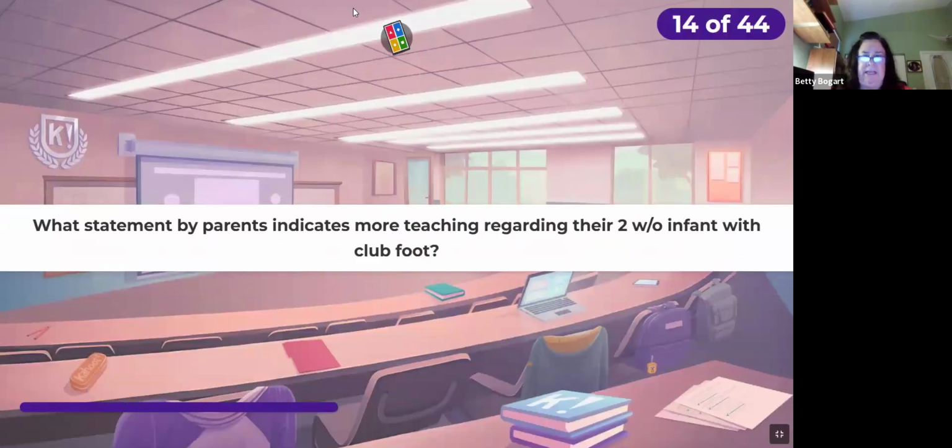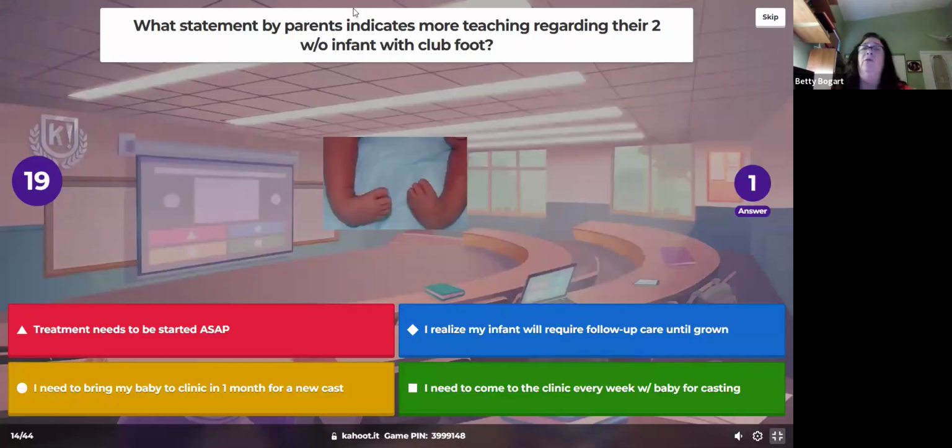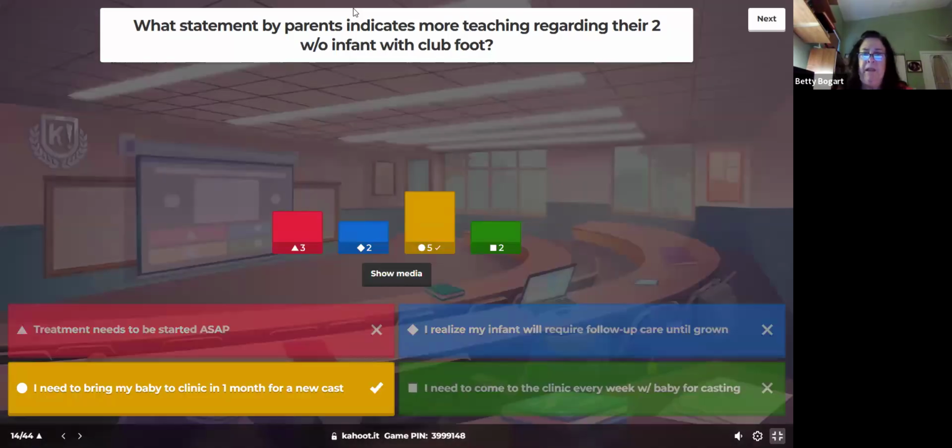What statement by parents indicates more teaching is needed regarding their 2-month-old with clubfoot? So that was a really interesting picture of clubfeet. I mean, that one's quite severe, but it doesn't mean that we can't just do this with serial casting, right? And remember, serial casting is once a week. So you're not going to wait for a month for a new cast. You start it as soon as you possibly can.